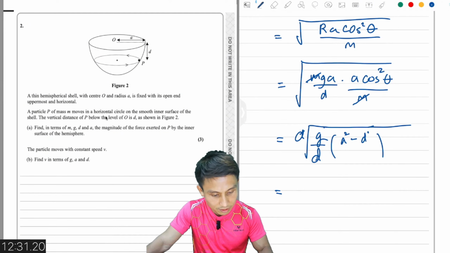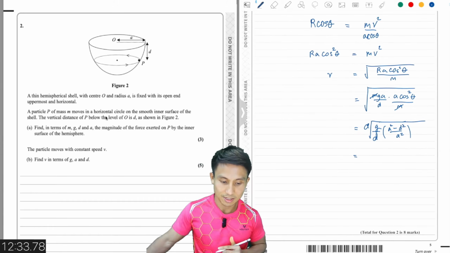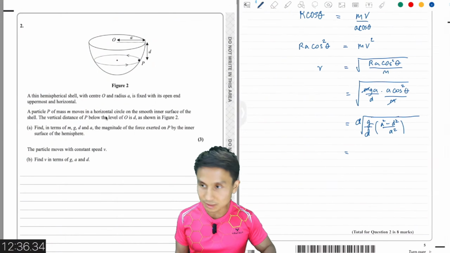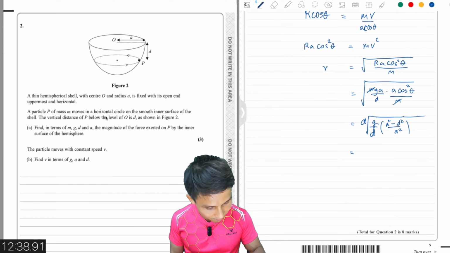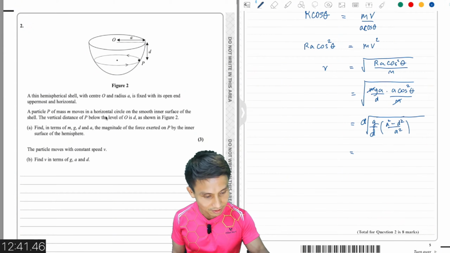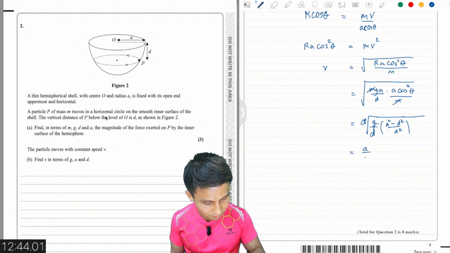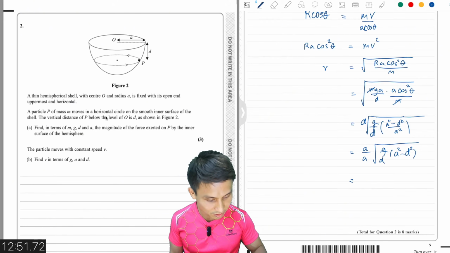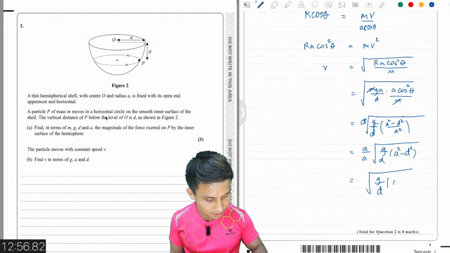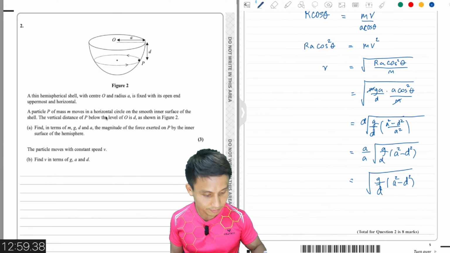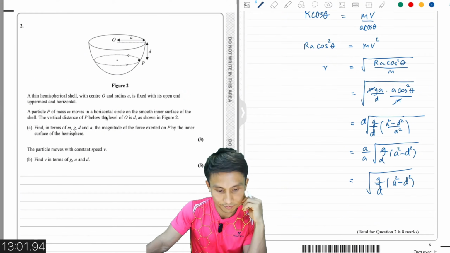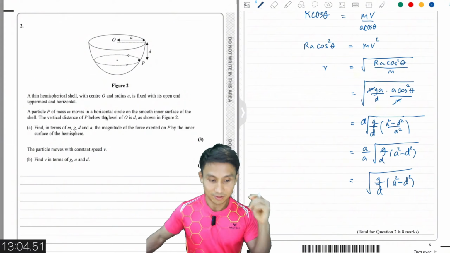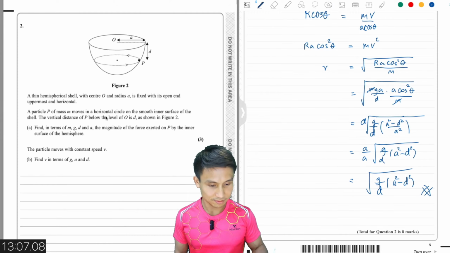A squared minus d squared over a squared. That's complicated, but then we can simplify, can we not? Because if you bring a out here, a is the denominator there, a squared, it's going to cancel. And here inside we have g over d times a squared minus d squared. So a cancels, we just get square root of g over d, and then a squared minus d squared. There you go. That would be my answer there. Okay, a little complicated, but yeah, I guess that's math.